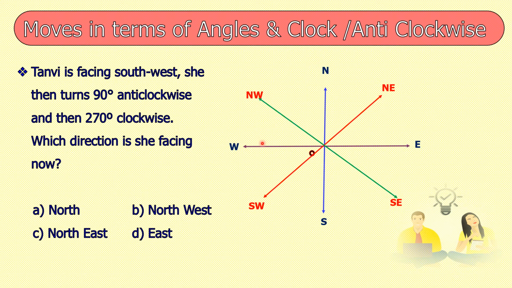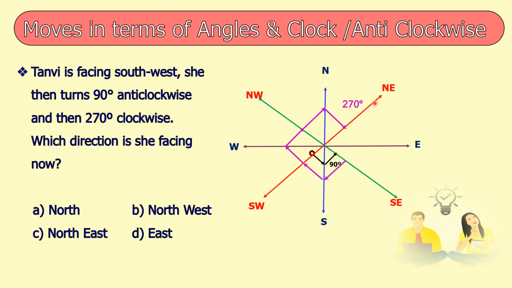So let's proceed. She turns 90 degrees anti-clockwise, and then 270 degrees clockwise. So for going clockwise, she has to turn back and go in the opposite direction. Also notice that 270 degrees is a combination of 3 sets of 90 degrees. So we will go 3 sets of 90 degrees: 90 degrees complete, another 90 degrees, and one more 90 degrees. So finally she will be facing northeast.